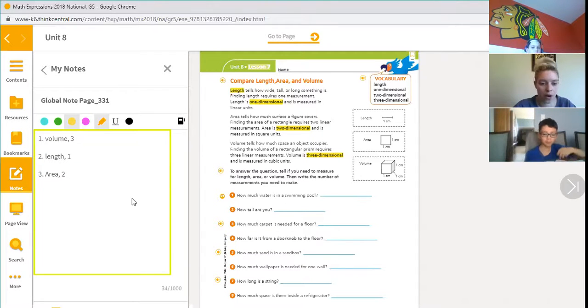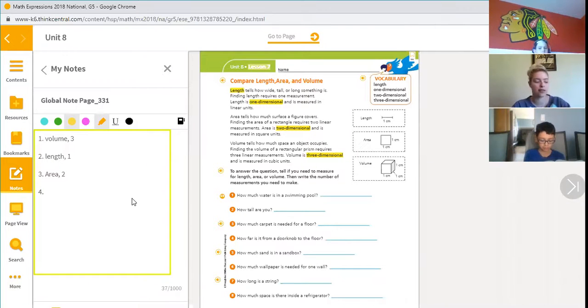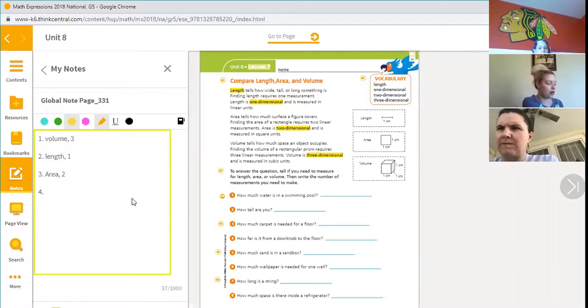Okay, so number 4, how far it is from a doorknob to the floor. A doorknob is the knob on your door. If you're measuring how far it is from the doorknob to the floor, you're just measuring length, because you're measuring the height of something. So number 4 is just going to be length. We know length is just 1 dimension. So you're going to put length and 1 dimension.